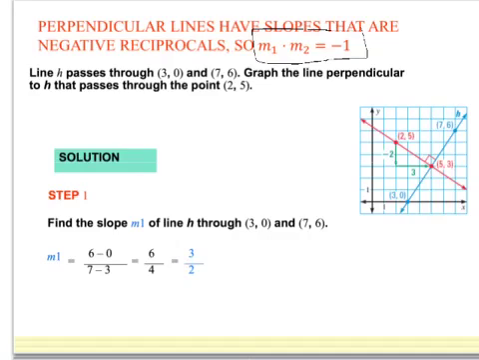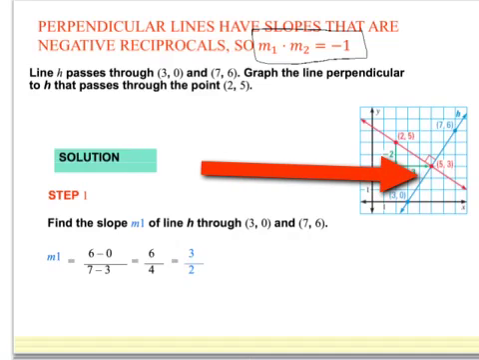Let's try an example. Suppose that line H passes through the points (3, 0) and (7, 6). Here's line H, the blue line. And we want to graph the line perpendicular to the blue line so that it passes through the point (2, 5).